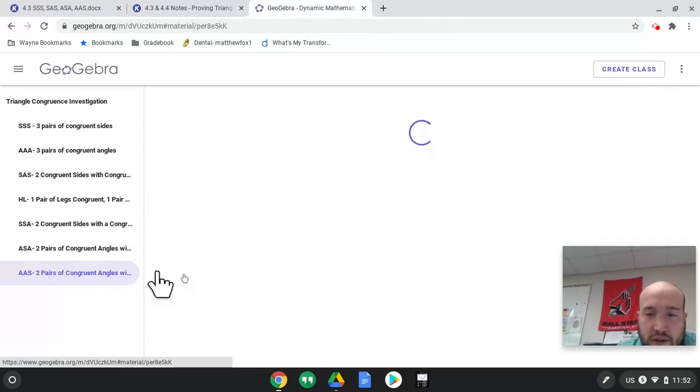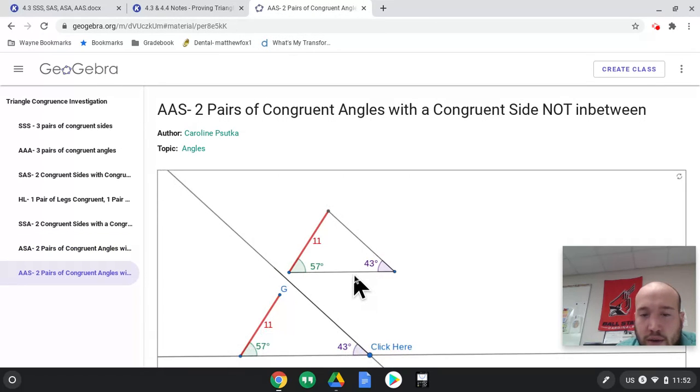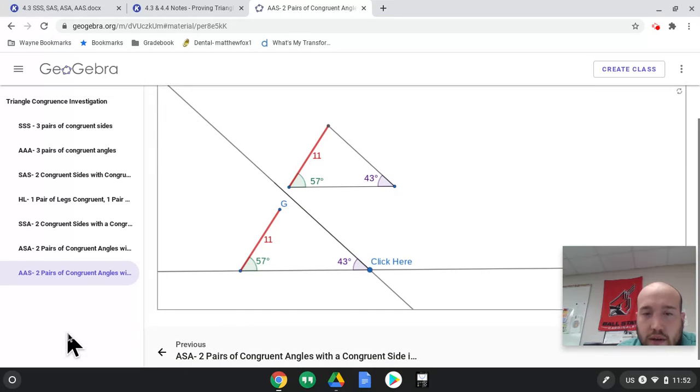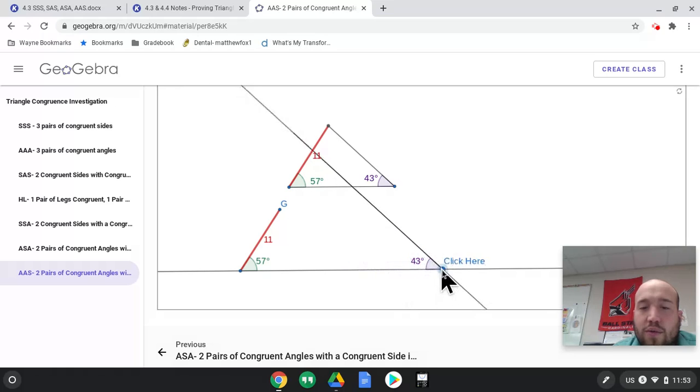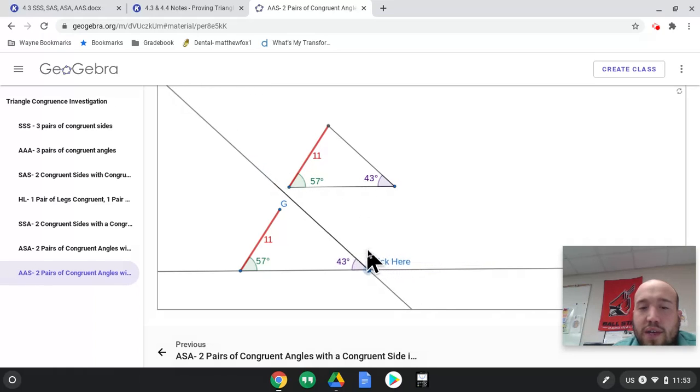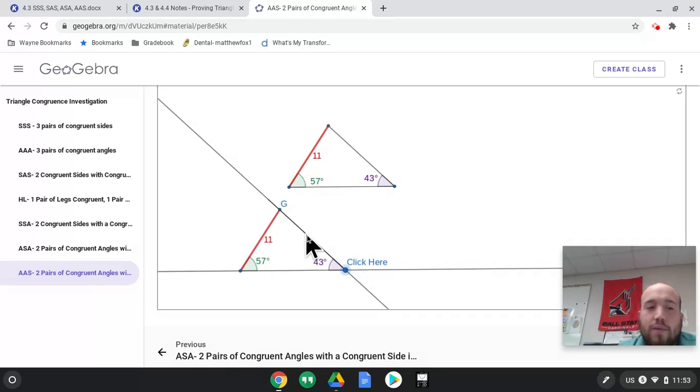Now the reason these are congruent, the only way, let's see if I can get this there. Okay, the only way that these triangles can be oriented, if they have a side of 11, an angle of 57, and another angle of 43, I can move this in and out, but the only time it becomes a triangle is when it's right here, and those two would match up.